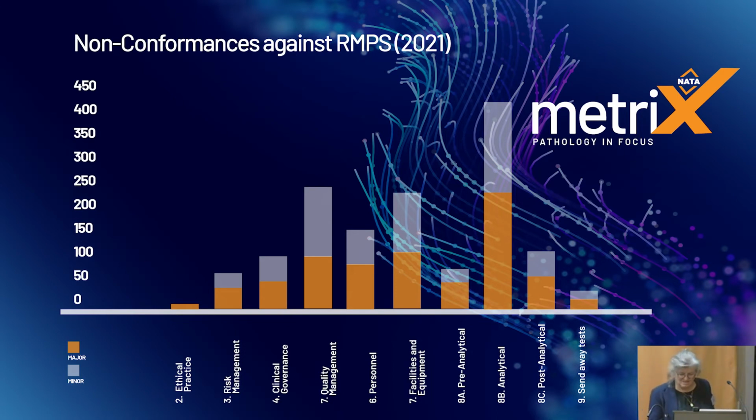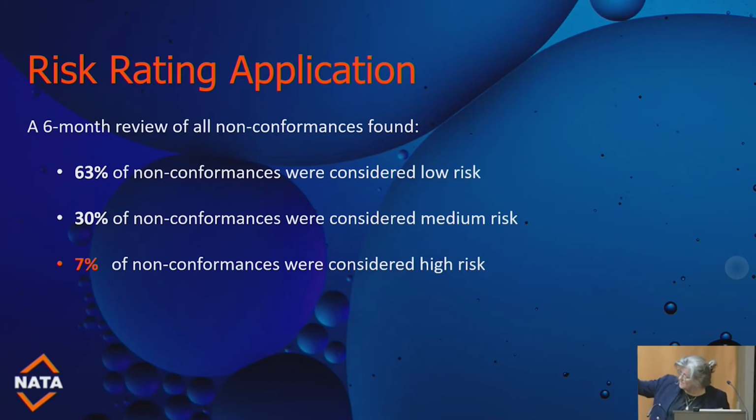Can I go on to the next slide? I'm going to talk about metrics a bit later, where we're starting to introduce this. This is the non-conformance against the RCPA. Analytical is obviously the biggest one. That covers QC, QAP, and verification of equipment. It's quite all-encompassing. We're starting to get more of a breakdown of these figures, and I hope to show you a few more later. Of our risk rating application, we'll probably go back to review this and see whether it's working. Over a 6-month review, 63% of our non-conformances were considered low risk.